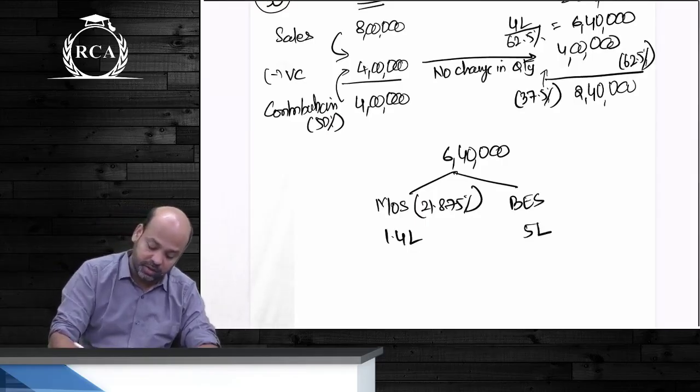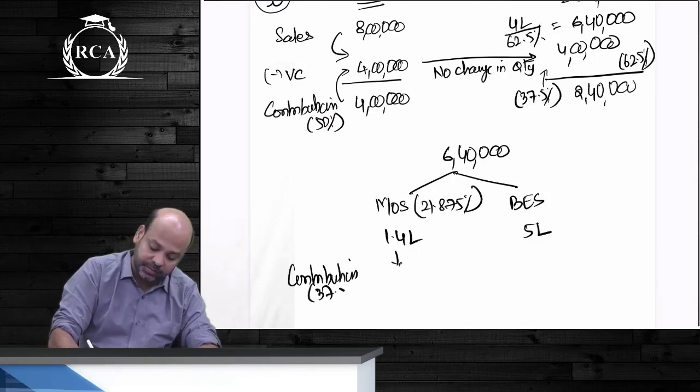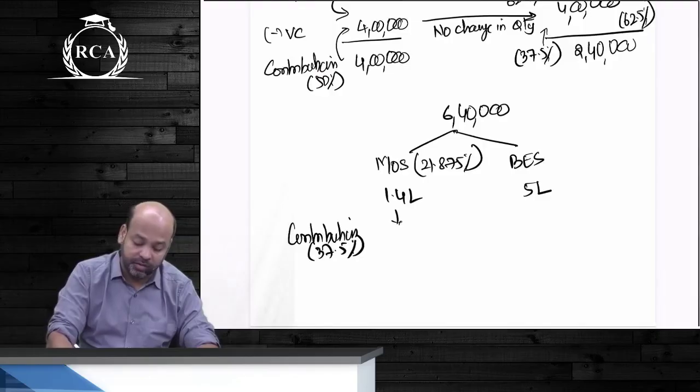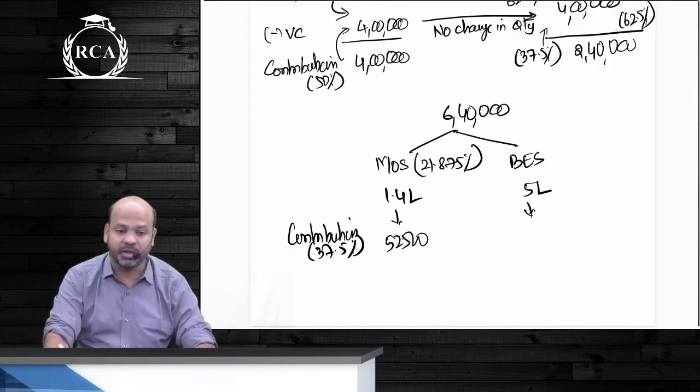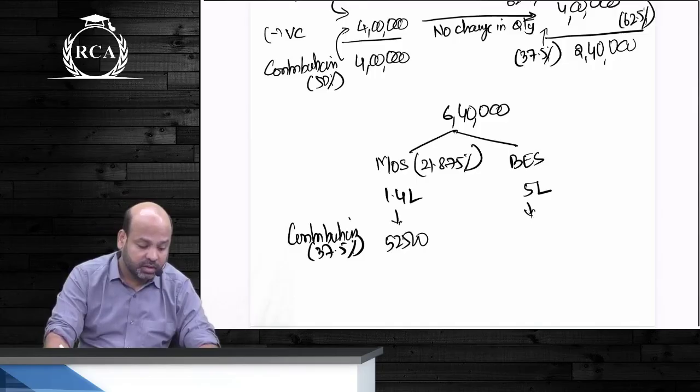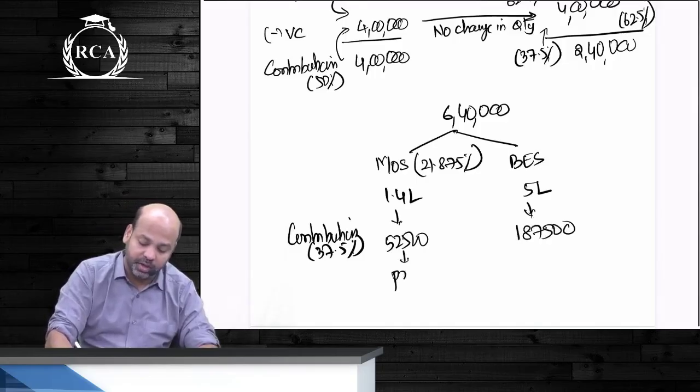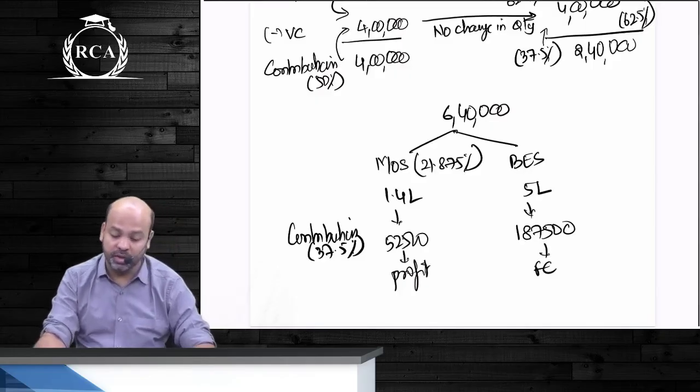5 lakhs. What will be the contribution from MOS? 37.5% of that. 52,000. How much will be the contribution from that 5 lakhs? 5 lakhs into 37.5%. 187,500. So this is your profit, this is your fixed cost. These are the details for the next year.